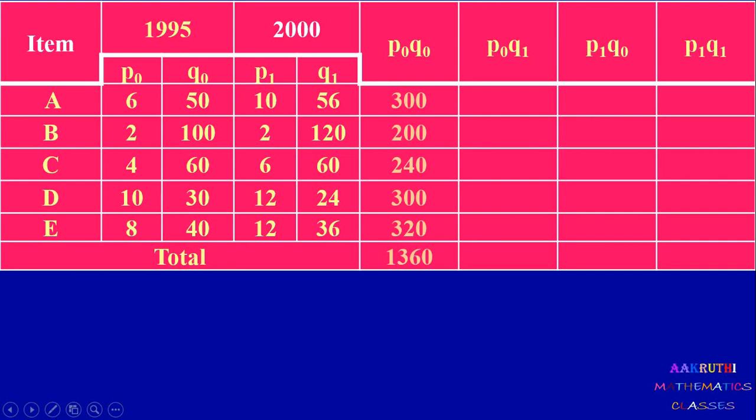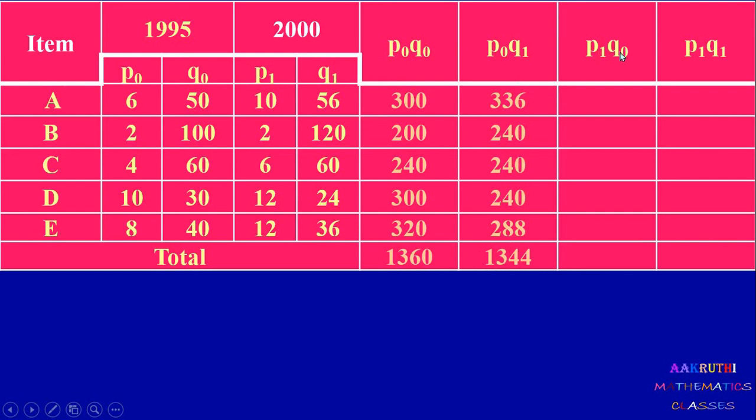Then we have to calculate P0Q1. So it is multiplying P0 and Q1. So it is 6 into 56, 336. 2 into 120, 240. 4 into 60, 240. Then 10 into 24, 240. Then 8 into 36, 288. So then add all this. So adding all this, we get summation of P0Q1, and here summation of P0Q1 is 1344.